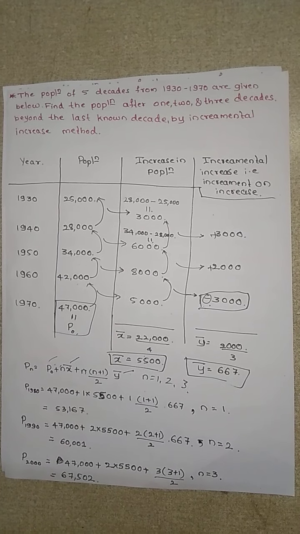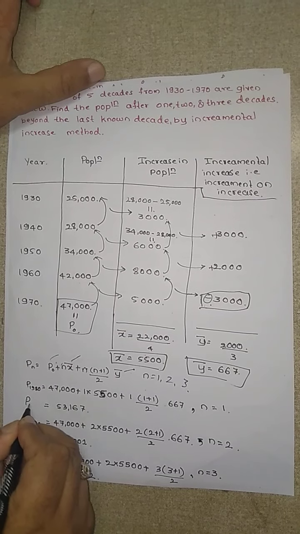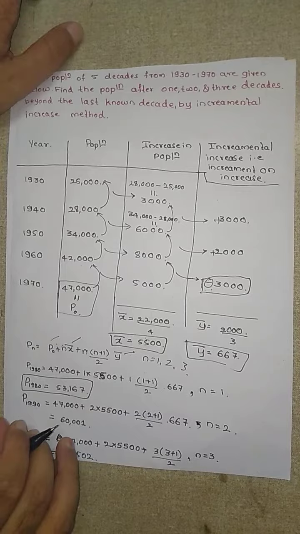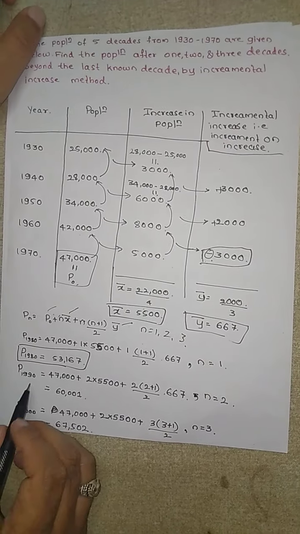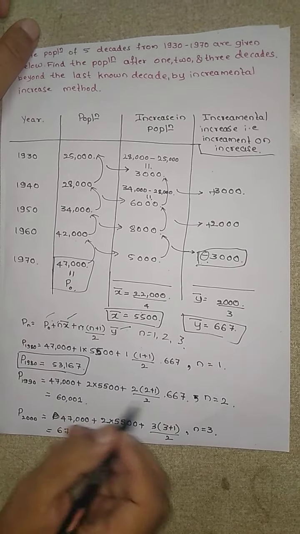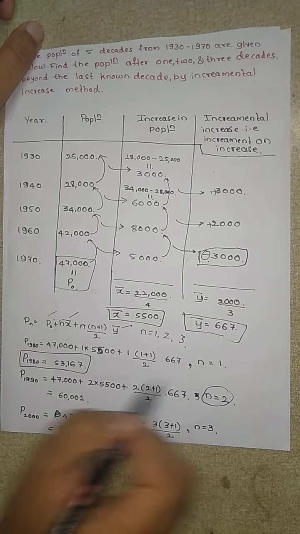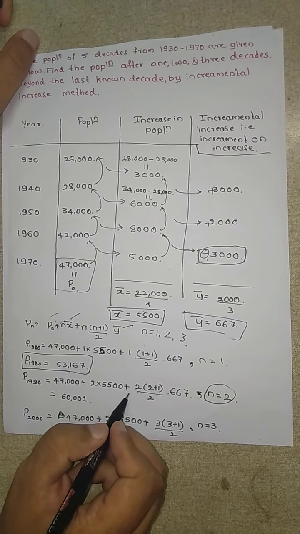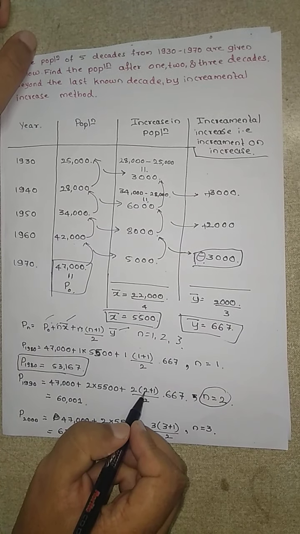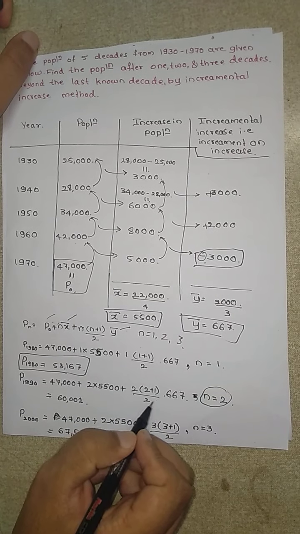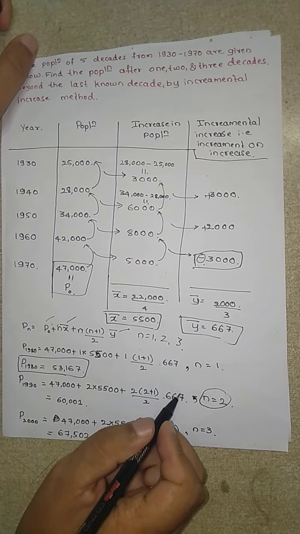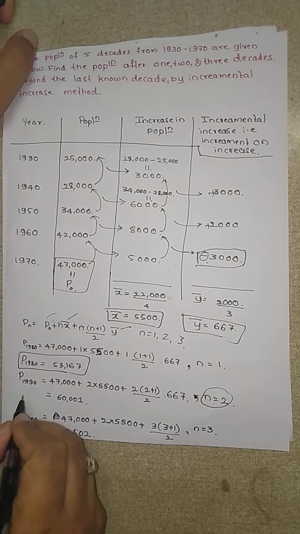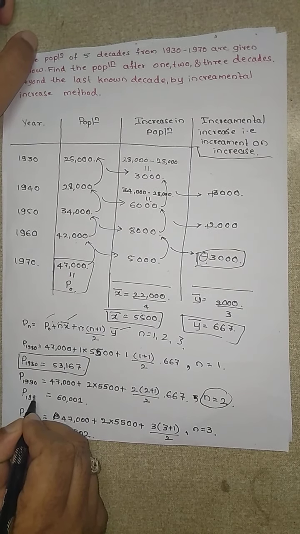It is the population in 1980. So after 1 decade is over, we will find out the population after 2 decades. Here N will be 2. 47,000 is P naught. N is 2 into X bar plus N into N plus 1 divided by 2, then 667, that is your Y bar. So the answer is 60,001. This is the population after 2 decades.